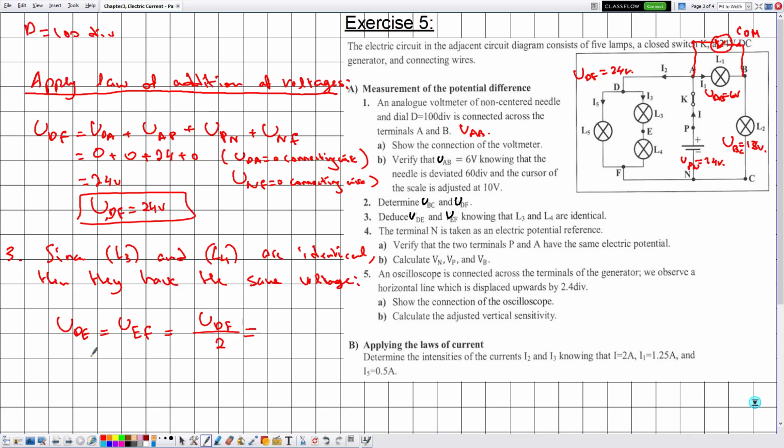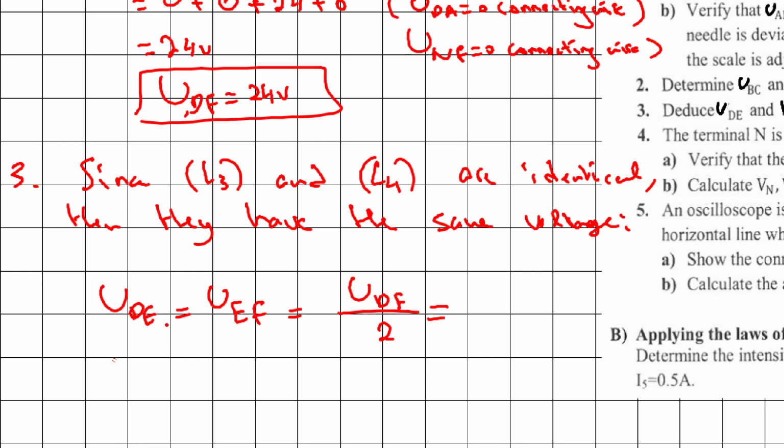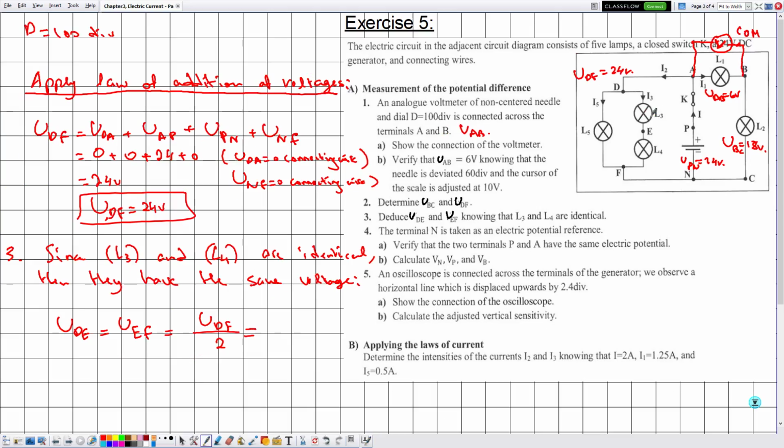Okay, so referring to this equation and reading it properly, E is being eliminated and we start with D and with F, we make sure that we have used this formula properly, which is equal to 24 divided by 2, which is equal to 12 volts. So UDE is equal to 12 volts and UEF is equal to 12 volts. So this is it for part 3.